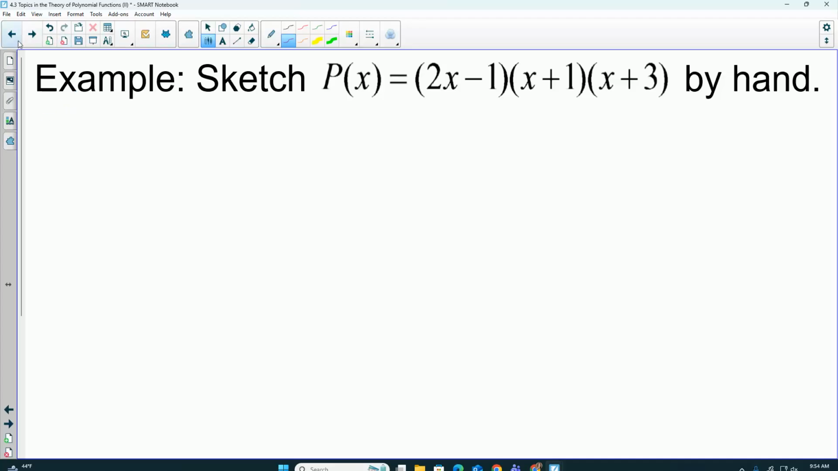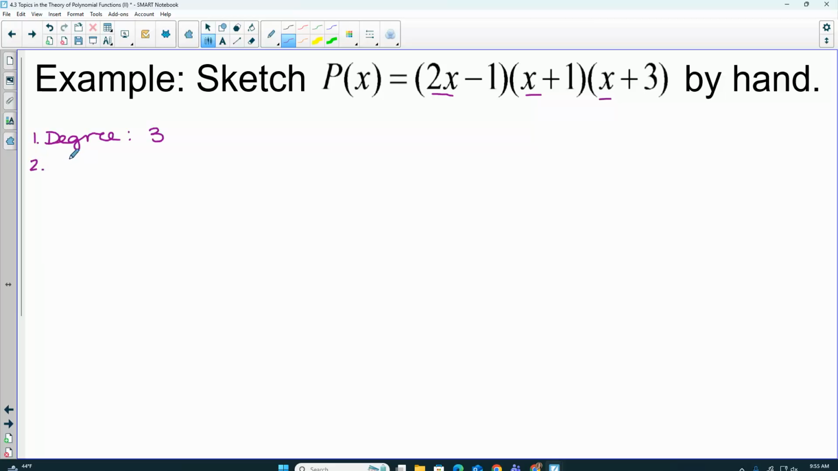So what was the first step we wrote down? Degree. Okay, the degree. It's saying if we multiply this out, we would have x to what power? You have 2x times x times x, so it's x to the third. So my degree is 3.